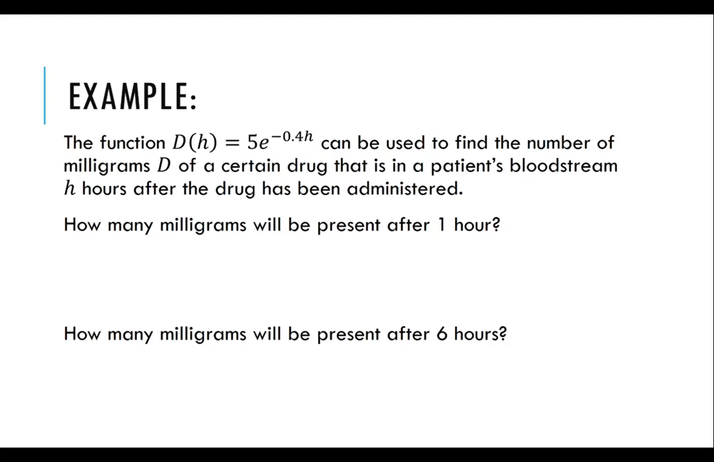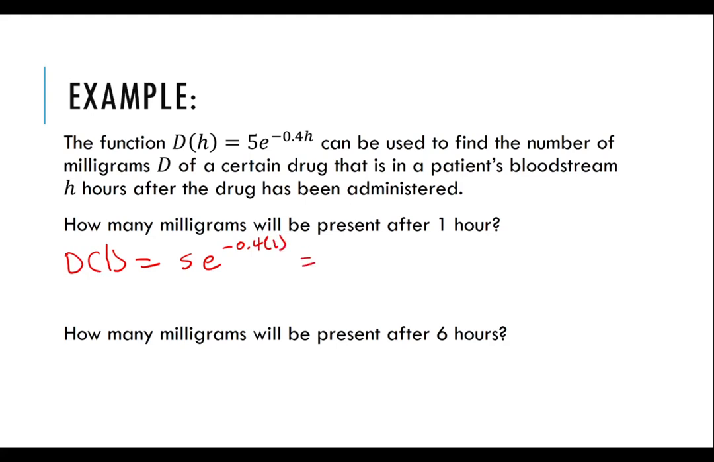Let's say that D of h being equal to 5 times e to the negative 0.4 times h can be used to find the number of milligrams D of some certain drug that is in a patient's bloodstream h hours after the drug has been administered. And so if we want to know how many milligrams will be present after 1 hour, this calculation is just plug the value into the function. D of 1 is equal to 5 times e raised to the negative 0.4 times 1.